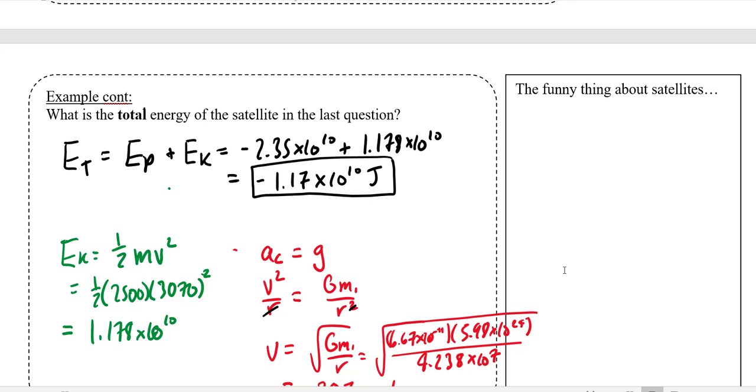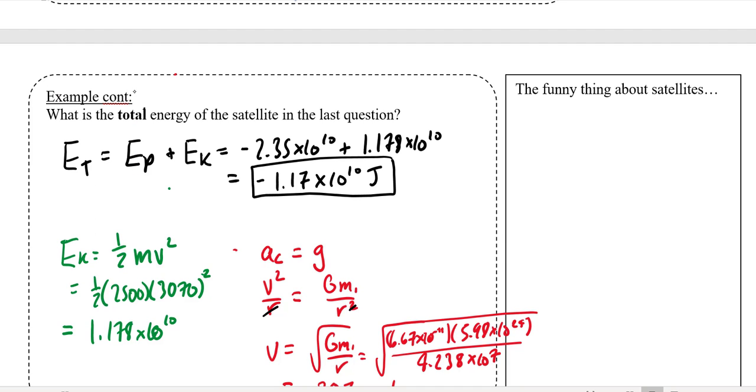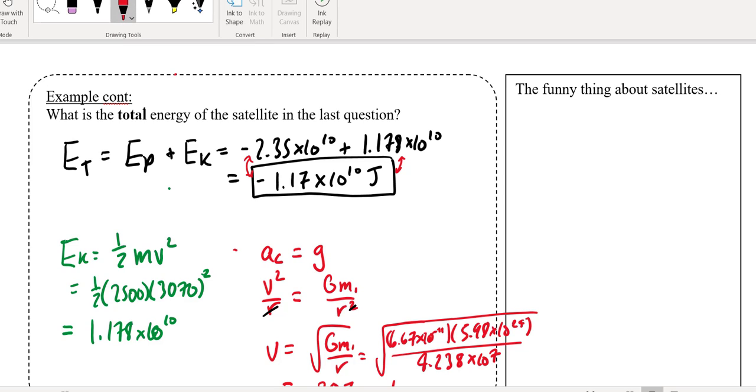The other thing you might notice if you look really closely at the total energy value is that it has a relationship to the potential energy value. It looks to me like the total energy value is right around half of the potential energy value. It may not be exactly half just because of the way I rounded it off with sig figs and all that fun stuff, but as it turns out, that is true. Whenever you have a satellite in stable orbit, the total energy is going to equal half of the potential energy. So let's see why that is.